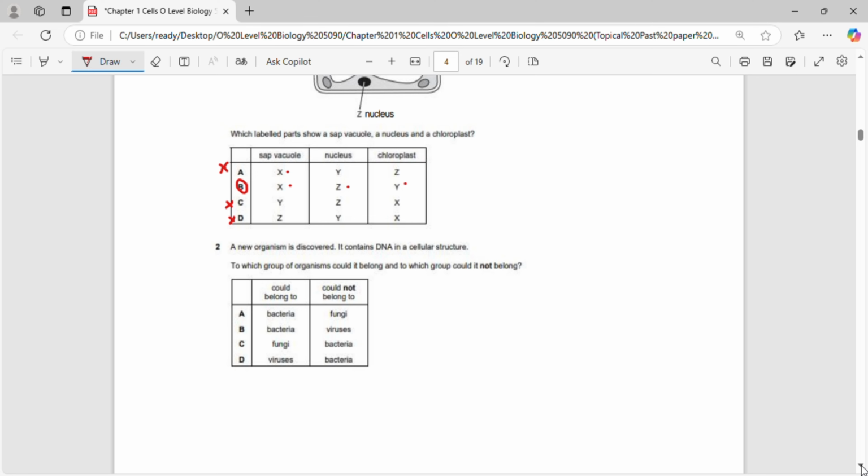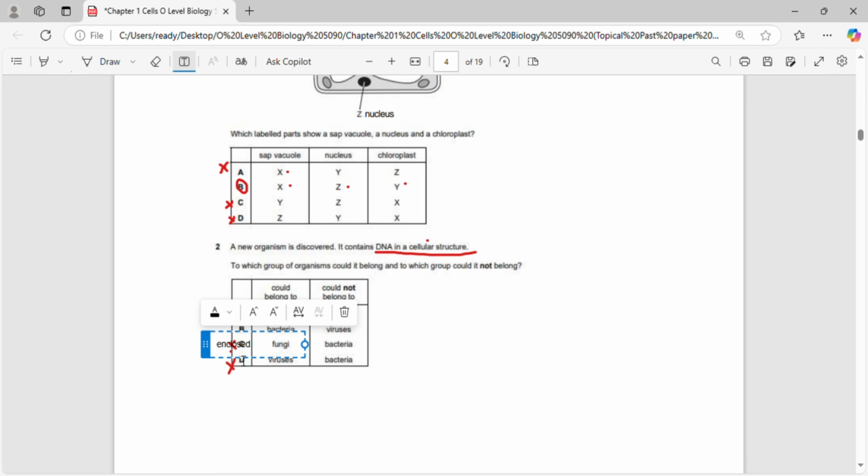Next, a new organism is discovered. It contains DNA in a cellular structure. To which group of organisms could it belong and to which group could it not belong? We will proceed in the same manner by examining each option individually. Follow the instructions that indicate the presence of DNA in the cellular structure. From this, we can infer that there is no nucleus, and it is a cell. We will eliminate options C and D because they don't fit. The options are fungi and viruses, which are not compatible with the given description.